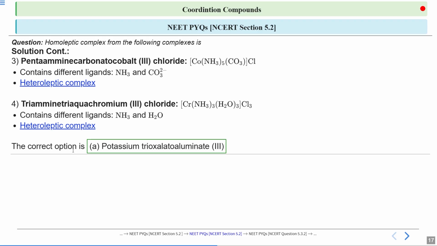So we have to identify the homoleptic complex, and the only one given is in our correct option, option A, potassium trioxalatoaluminate(III), where only one ligand is present, that is oxalate, so it is a homoleptic complex. This option A is going to be our correct answer. Let's move to our next question.